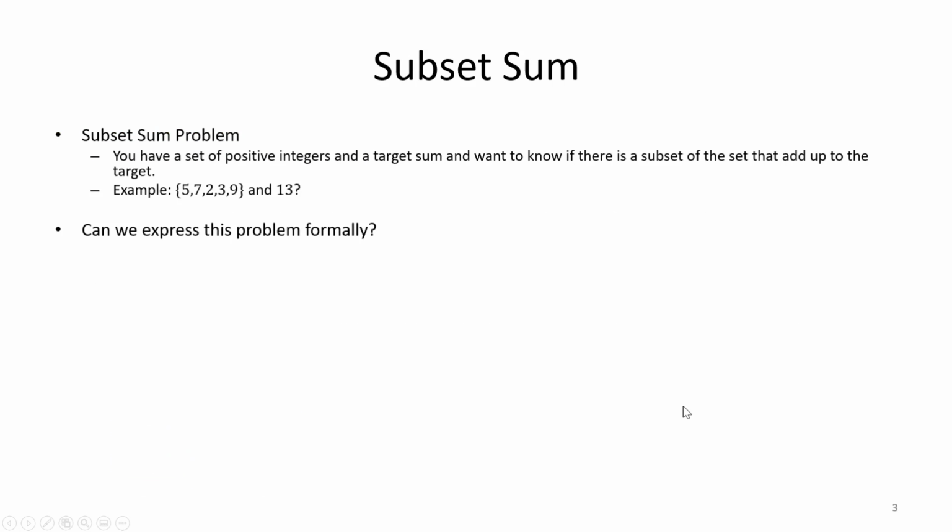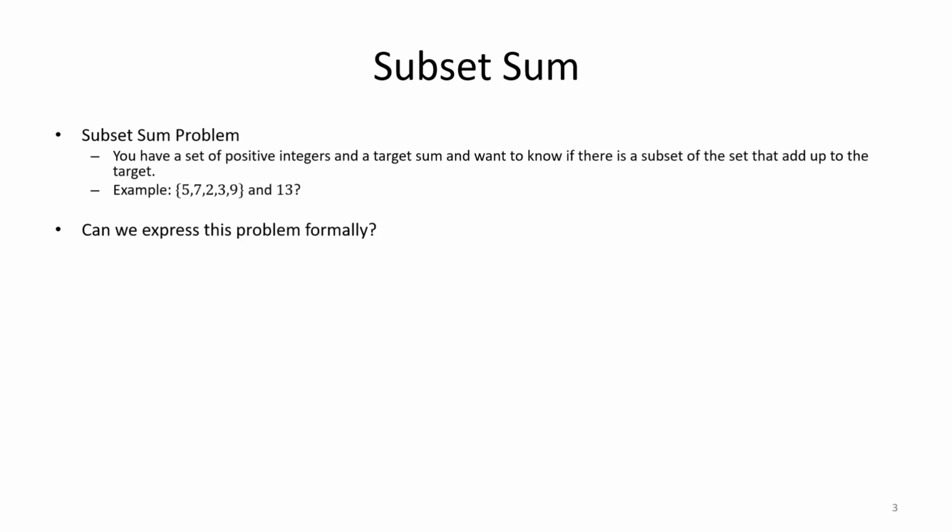All right, so let's take a look at our first problem here. Let's say you have a set of positive integers, and you also have a target. And you want to know if there's any subset of that set of positive integers that adds up to your target value. So in this example, we have 5 different numbers, 5, 7, 2, 3, and 9 in our set of positive integers. And we want to know if any of them add up to 13. So this is really an instance of our problem, or an example input, so that's going to help us express the problem formally.